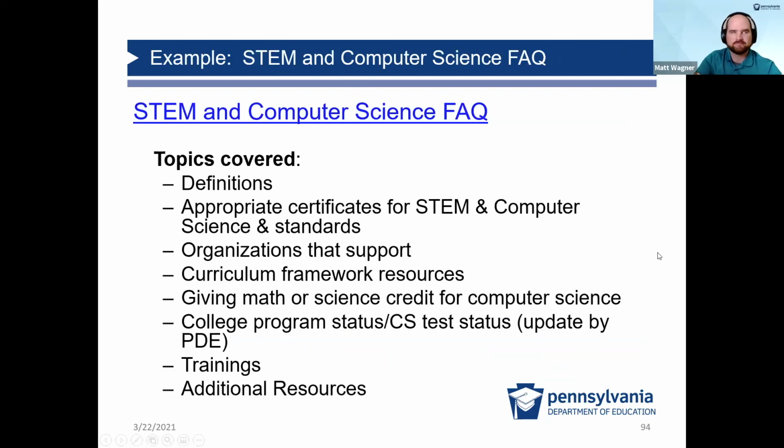And then more of, I guess, a growing trend now, and the TIMS has updated it, is for STEM and computer science, since there's a big boom in those types of courses. There is an FAQ on the TIMS website that covers the definitions, the appropriate certificates for STEM and computer science, organizations that support, and to get certificates, given math and science credits for computer science. There's a lot of information on it. It's a great read to double check if your computer science or STEM course that you want to code, if the teacher will work for that.